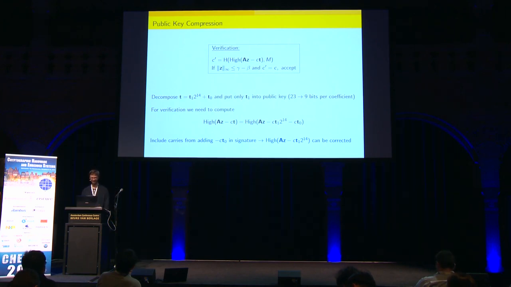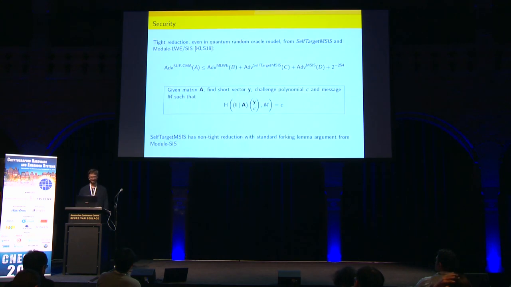For this, remember that you need to compute the high part of AZ minus CT, but now you only have T1, so you can only compute AZ minus CT1 times 2 to the 14. To overcome this problem, the idea is to add carries from the addition of this additional minus CT0 into the signature, so that in the verification you can correct the term and get the correct high part of the vector that you need. So this is basically the idea.